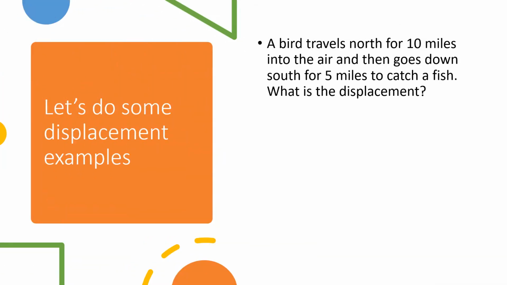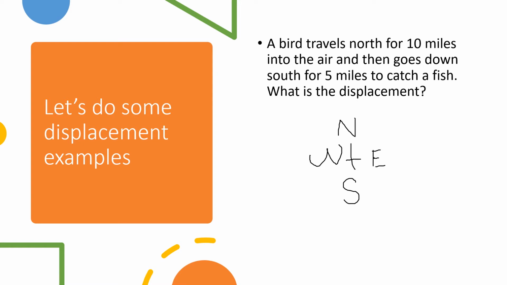So let's do an example. First, let's draw a compass. So we have north, south, east, and west. So now let's read our problem. A bird is going to travel north for 10 miles into the air, and then it goes down south for 5 miles to catch a fish. So what is its displacement?